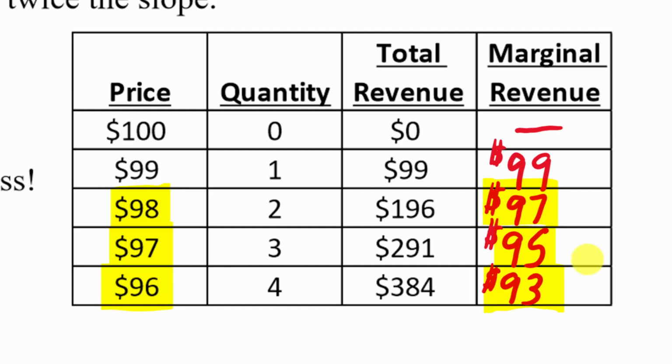And the important thing to notice here is that whenever price goes down by 1, marginal revenue is going down by 2. Marginal revenue goes down twice as fast.